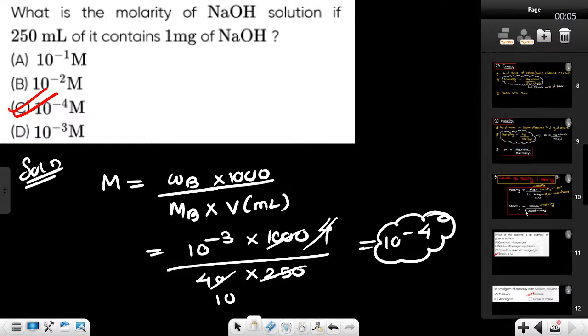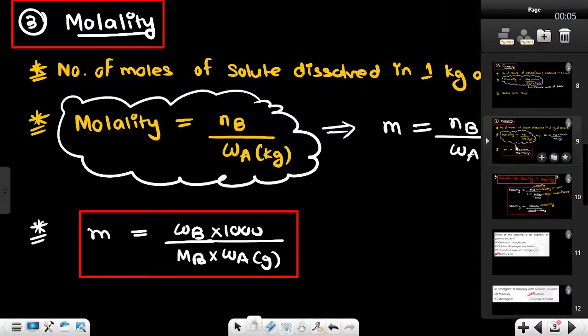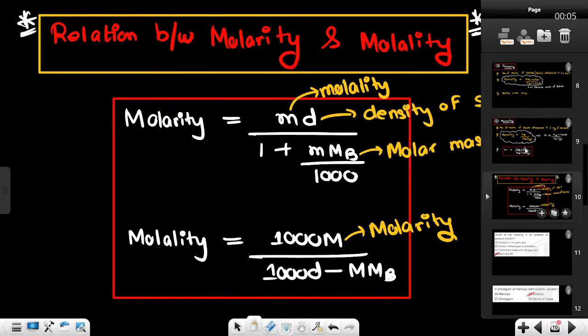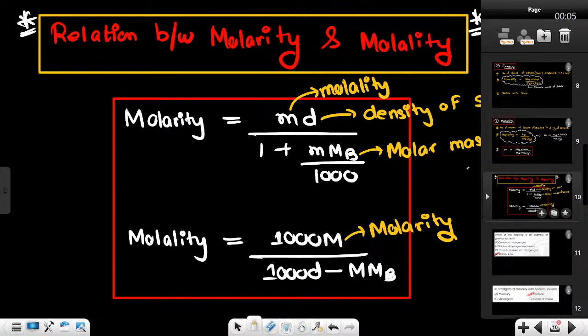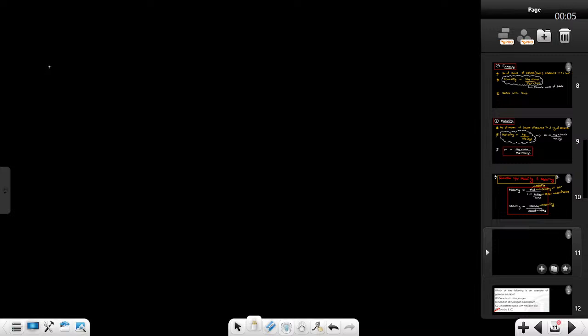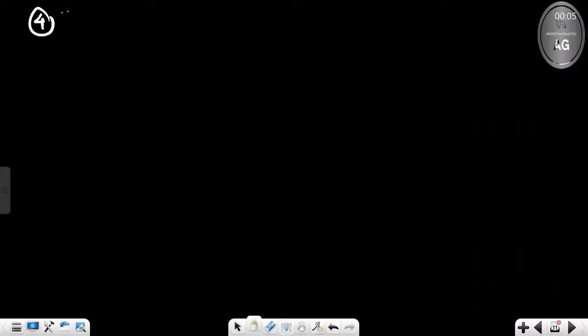Now we are going to move on to the next term. Everything is clear to you? Okay, now we are coming to the next term, that is question number 4. Mole fraction, last topic for today.